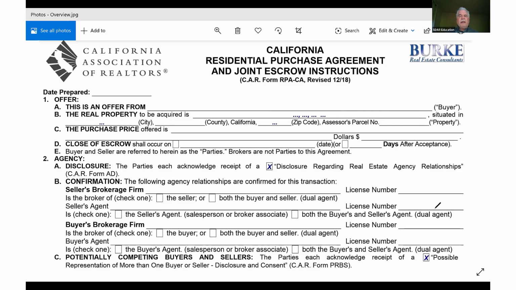So you want to make sure you got the right APN number for the right property. Okay. All right. That being said, questions on any of that?